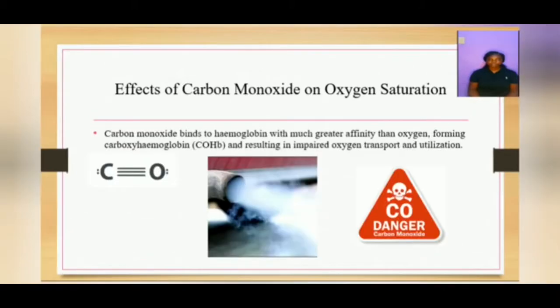Effects of carbon monoxide on oxygen saturation. The effect that carbon monoxide has on oxygen saturation is that it forms carboxyhemoglobin and results in impaired oxygen transport and utilization.